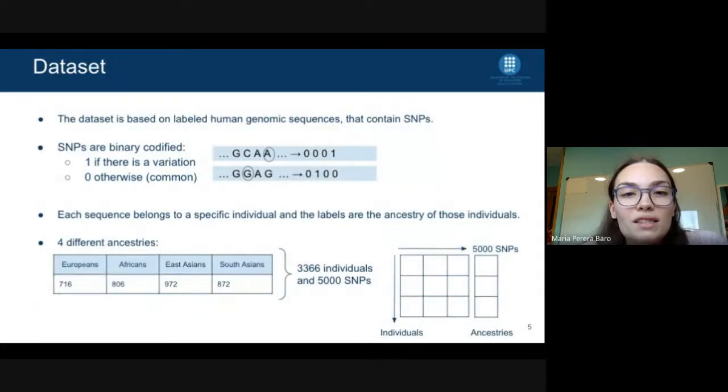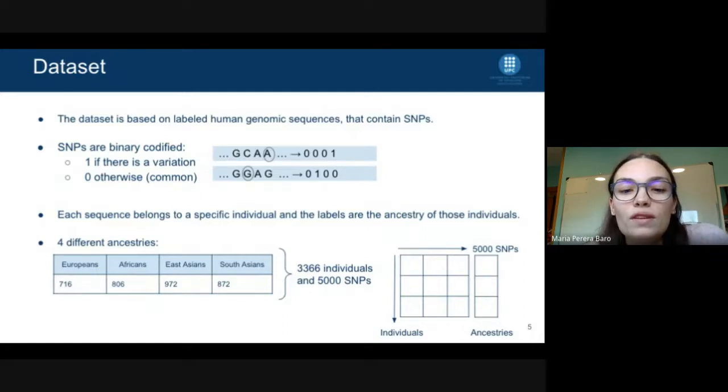Now I'm going to explain the dataset that I use to train the models. The dataset is based on human labeled genomic sequences that contain SNPs. The SNPs are codified with zeros and ones. A zero indicates the common letter and a one a variation. Each sequence belongs to a specific individual, and the labels are the ancestries of those individuals. And in this work, I use four different ancestries, in particular Europeans, Africans, East Asians, and South Asians.